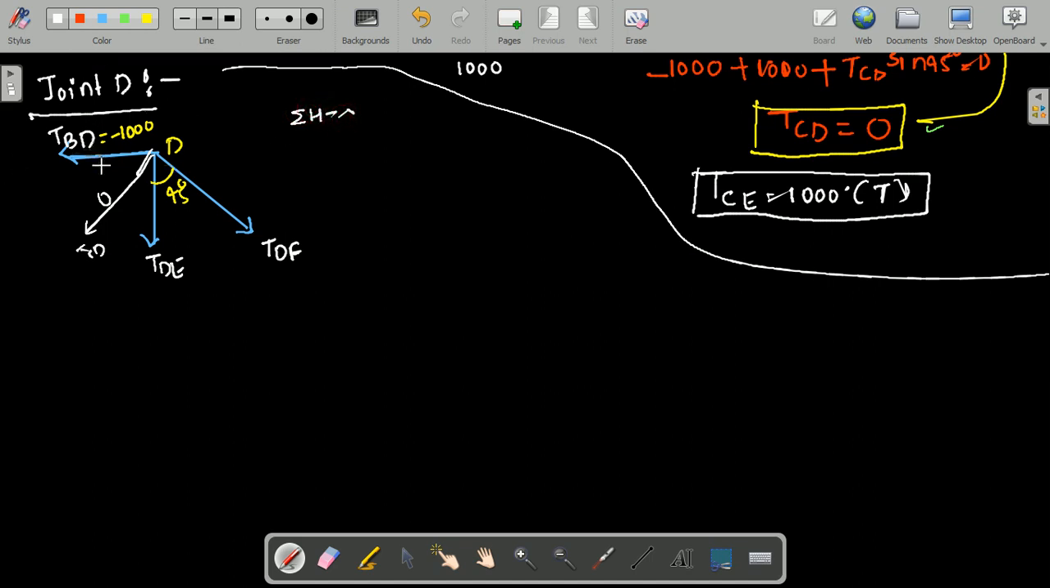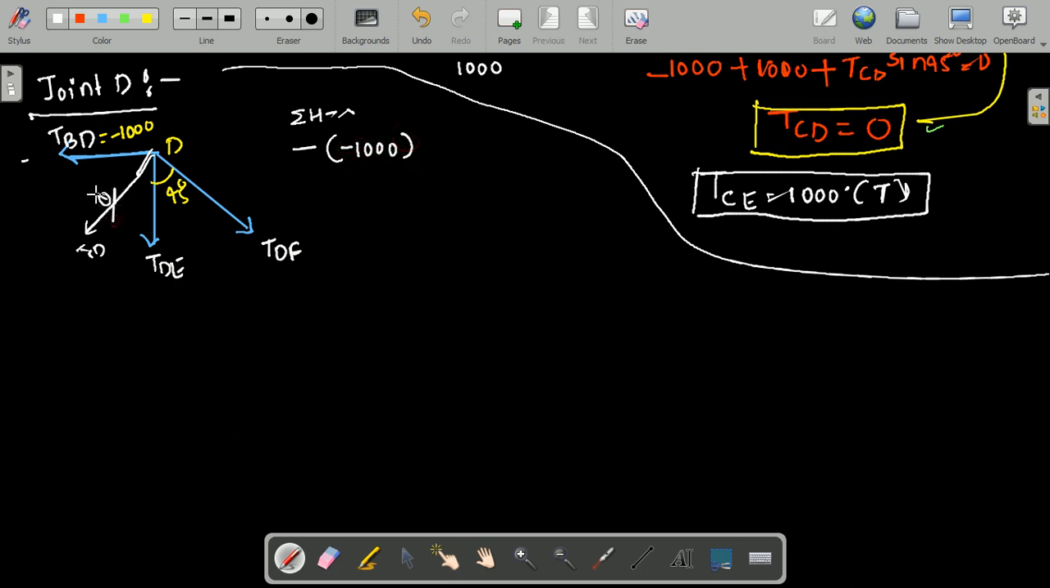For this joint I am applying minus, this is in the negative direction, therefore I have written it as minus TBD. TBD value is again minus 1000, that is minus 1000. Clear?